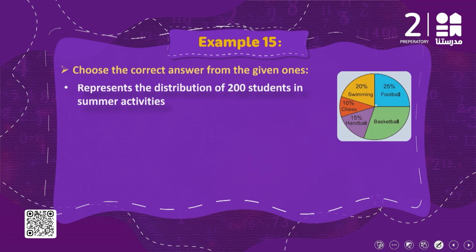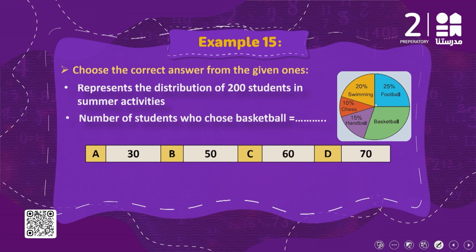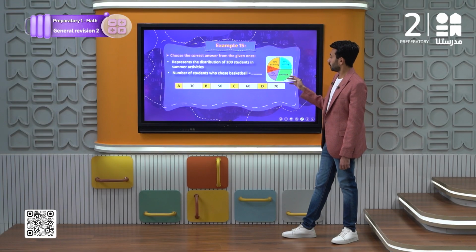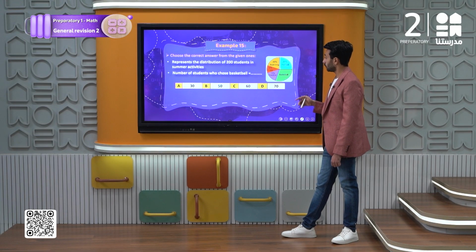Choose the correct answer from the given ones. Represent the distribution of 200 students in summer activities. You need to distribute this 200 for all the activities. So what is the number of students who choose basketball? Here is the basketball. You can find all of this, then you can find the basketball at the end.